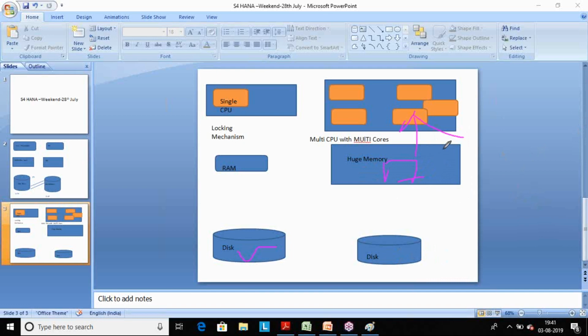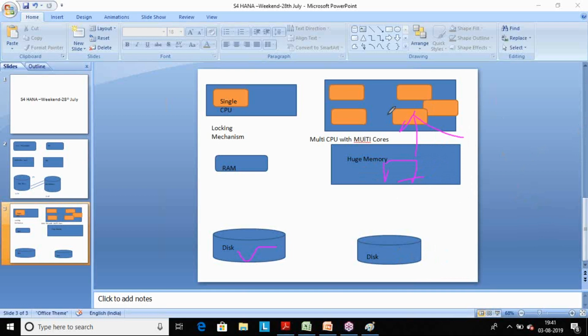Second thing, the processing power of the CPU has been increased with multiple core processors. This is the example of multiple core processors. Within one single chip multiple processors are there, each one is a processor, and no more locking mechanism is available. So we can enhance the speed by introducing this in-memory. There is another disadvantage in the old system also.